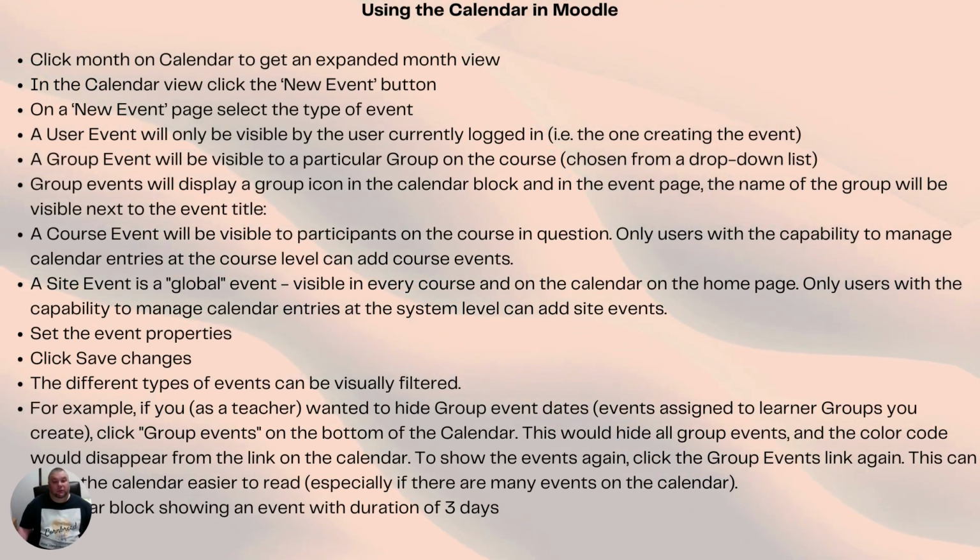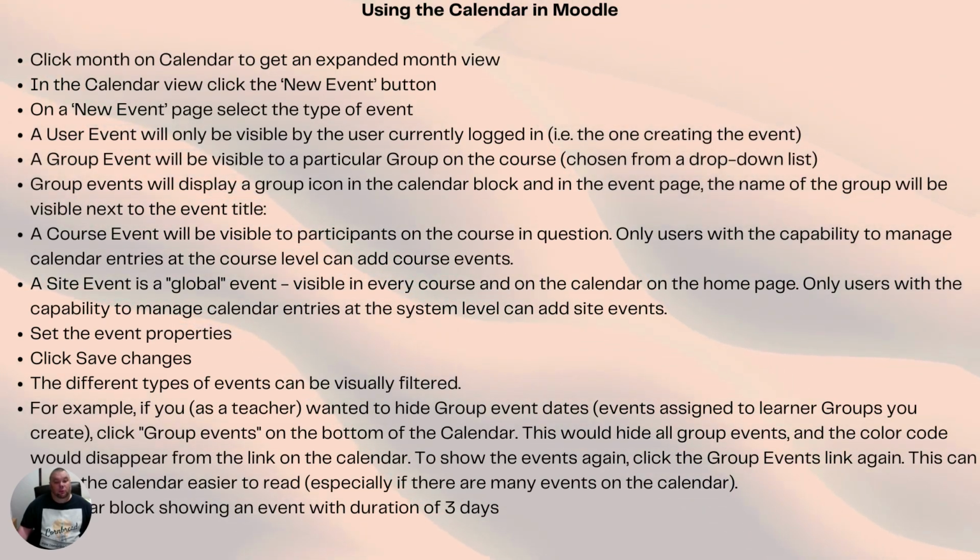To simply use the calendar in Moodle, you can click on a month in the calendar to get an expanded month view. In the calendar view, click the new event button. On a new event page, select the type of the event. A user event will only be visible by the user currently logged in, for example, the one creating the event.